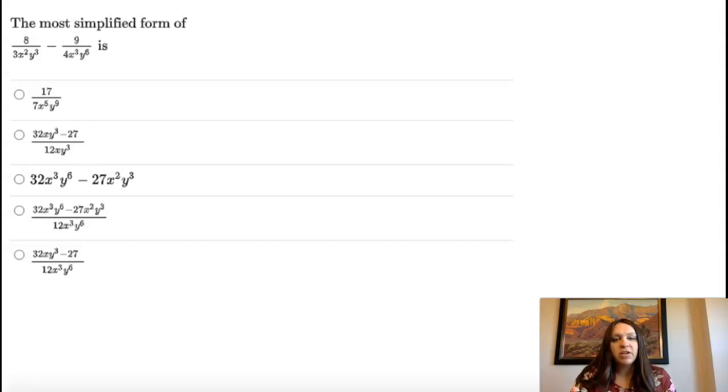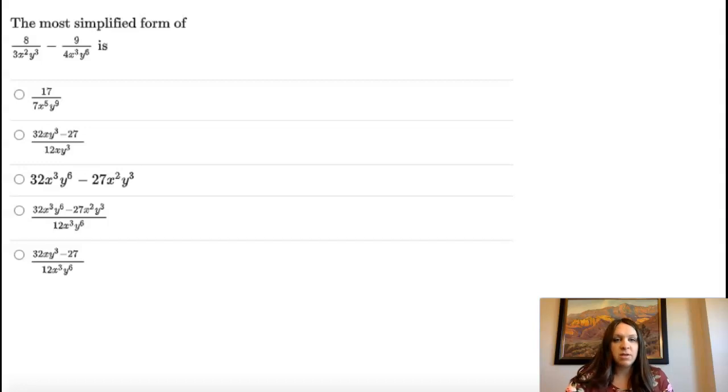Now I'm going to look at my y's. Here I have 3, here I have 6. So the common denominator would be 6 y's, because I can multiply this y to the third by another y to the third to get 6. And what you do to the denominator, you do to the numerator. So now I have 32, 1x, 3y's divided by 12 x to the third y to the sixth. I just combined all of that I had up there.